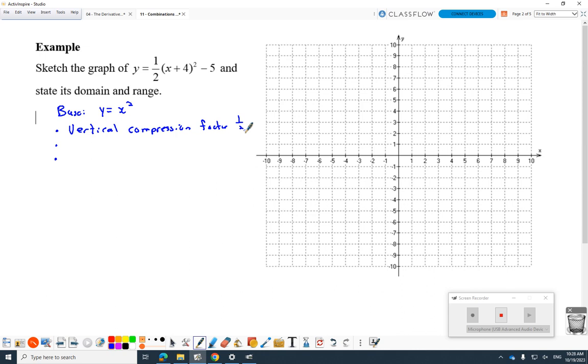Left 4. Yeah? Because the inside ones do the opposite of what we think they're going to do. So this is a horizontal translation.